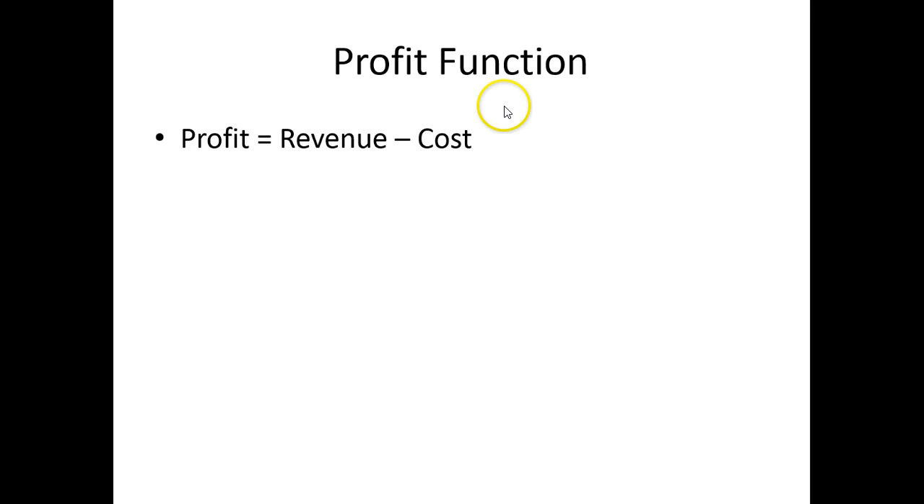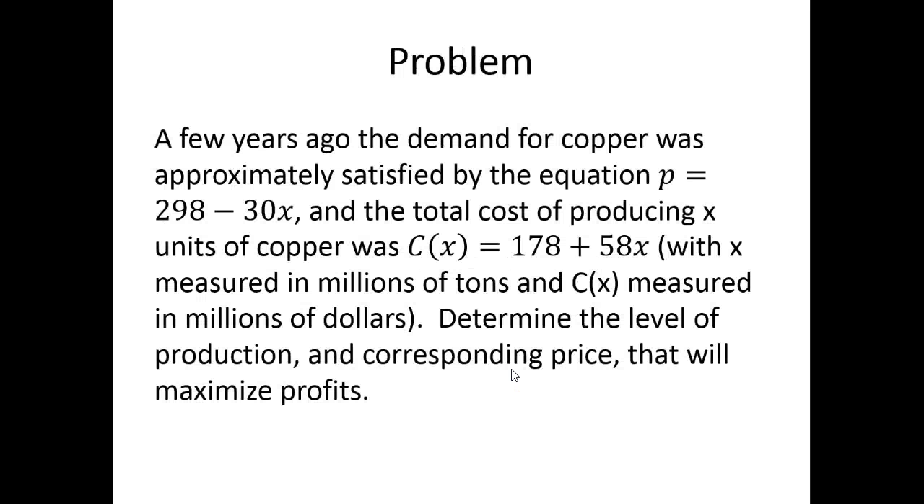Your profit function, profit's simply revenue minus cost. How much money did you bring in minus what were your costs? So P of x is R of x minus C of x. That gives us all our basic equations. Now we need to work on optimizing these equations.